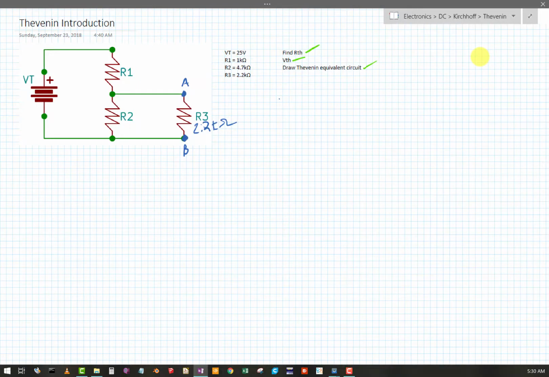Okay, so here's my original circuit. Okay, so hang on to those numbers. I'm going to clean this up just a bit. Hang on to those numbers. I'm just going to solve this thing using traditional methods.